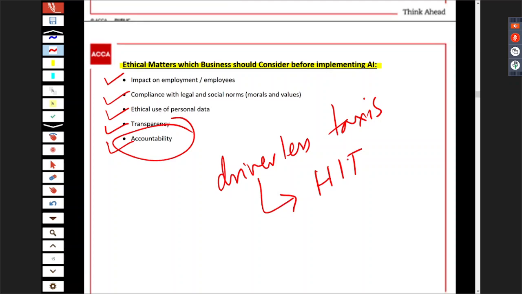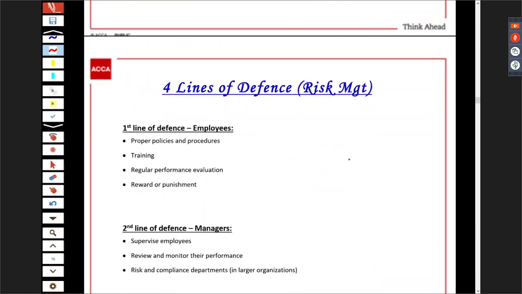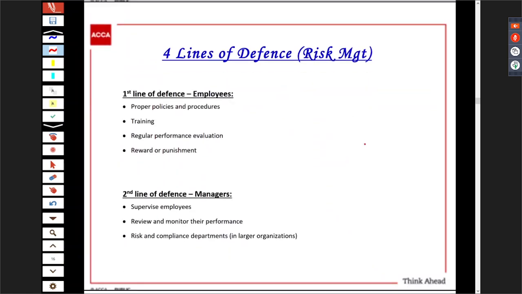All right, the next topic which was included is called four lines of defense. This topic is under risk management. So there are four lines of defense. I'll first give you the theoretical side.